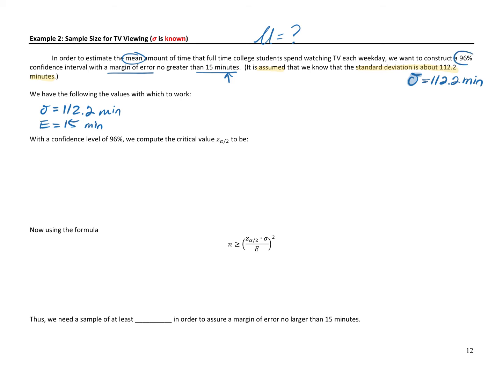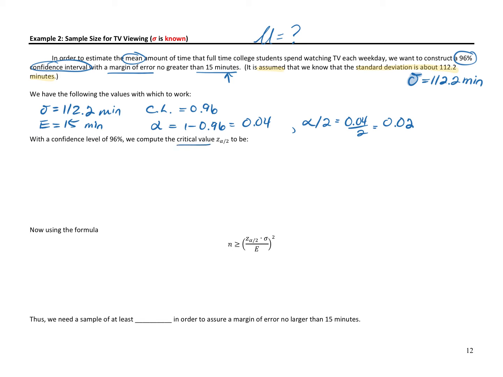And we want to build a 96% confidence interval. So that tells us that our confidence level is 0.96. So our alpha or significance level is 1 minus 0.96, which is 0.04. And I'm going to go ahead and calculate alpha divided by 2 because you'll need that to compute the critical value. So that's 0.04 divided by 2 or 0.02. Okay, let's go ahead and find the critical value.